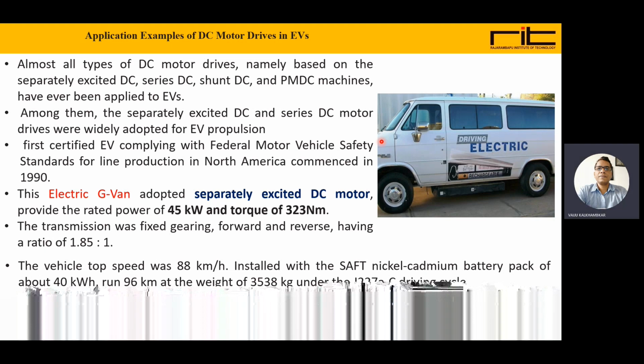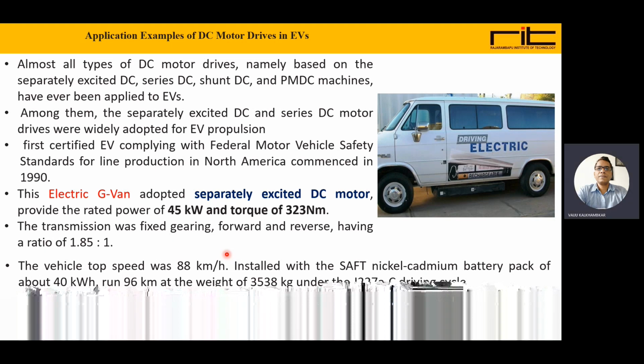The first certified EV complying with Federal Motor Vehicle Safety Standards for line production in North America commenced in 1990. The Electric Z van, as shown in this figure, adopted a separately excited DC motor, providing a rated power of 45 kW and torque of 323 Newton meter. The transmission was fixed gearing, forward and reverse, having a ratio of 1.85:1.